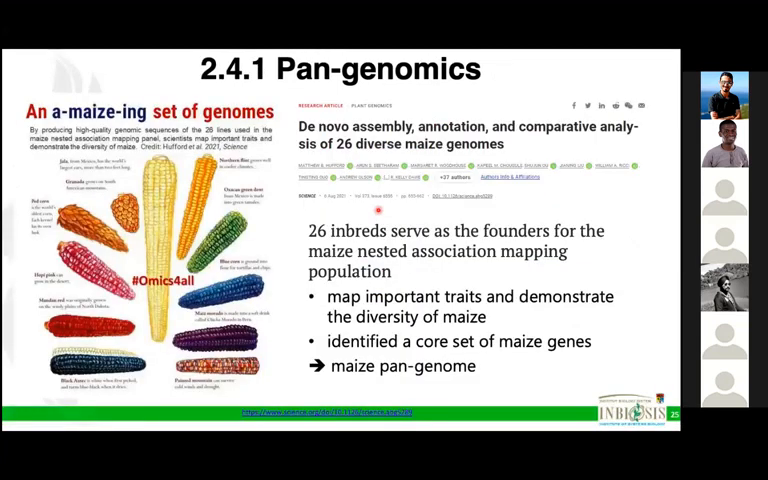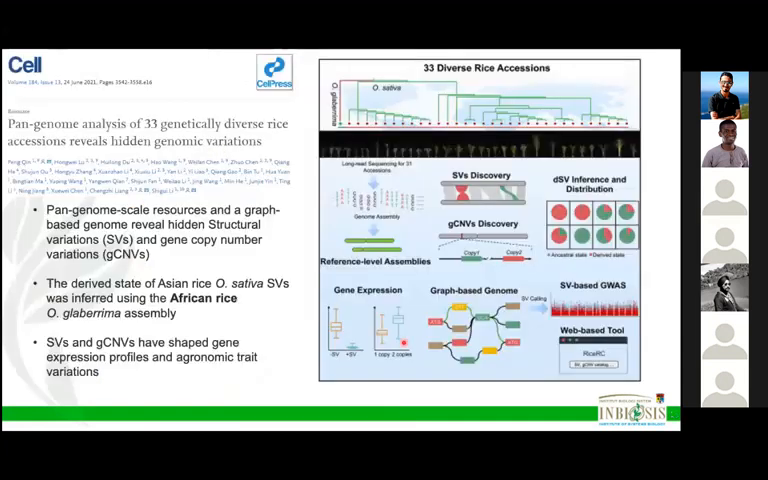For example, this recent publication on 26 inbreds of maize that served as founders for the nested association mapping population. This allowed the identification of a core set of genes as well as providing a pangenome for future study. And similarly, for this pangenome of rice accessions, using African rice to root the tree. So there's much that can be done.